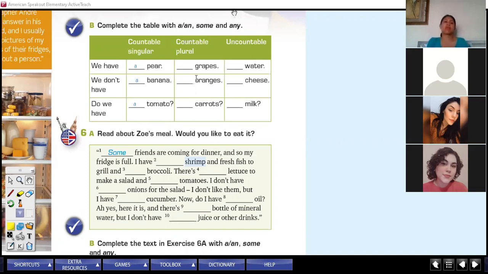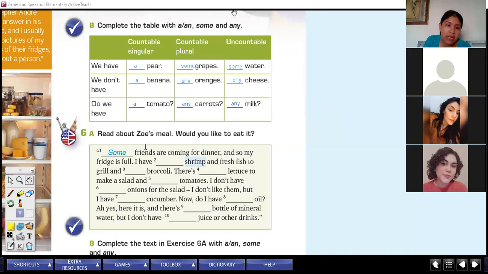Ahora, countable plural. We have some grapes, very good. We don't have any oranges, very good. And do we have any carrots, right? Very good. And basically it's gonna be kind of the same here. We have some water, very good. We don't have any cheese, very good. And do we have any milk? Excellent, very good.